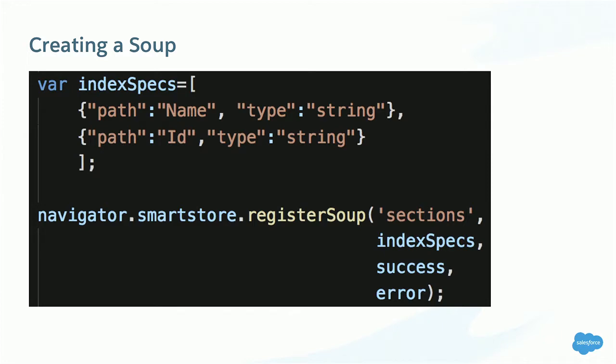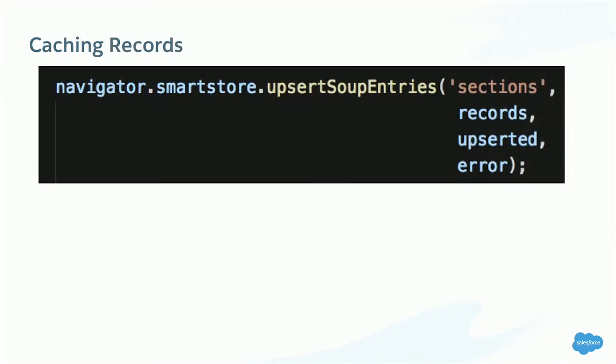Once you've successfully created it, then you can look at caching records in that store. And to do that, there's a method called upsert soup entries. So if you've used the Force.com DML method upsert, it's the same sort of question. If you see records already in there, they'll be updated. If there aren't any records in there that match the IDs or names, then they will be inserted. So again, I pass the name of my store, sections. I pass a collection of records that I want to go into the soup. And then I have an upserted callback and I have an error callback.